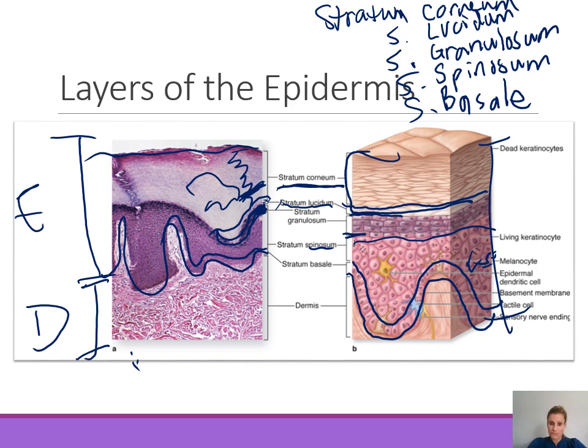All right, so if this happened to be thin skin, it would not have the stratum lucidum, right? So everything else would be the same. It would go stratum basale, stratum spinosum, granulosum, and then corneum. It just would not have the stratum lucidum present.